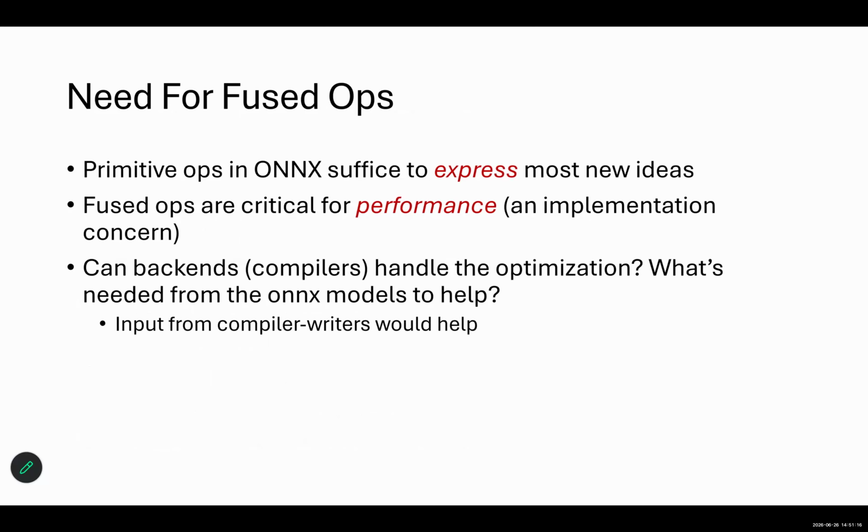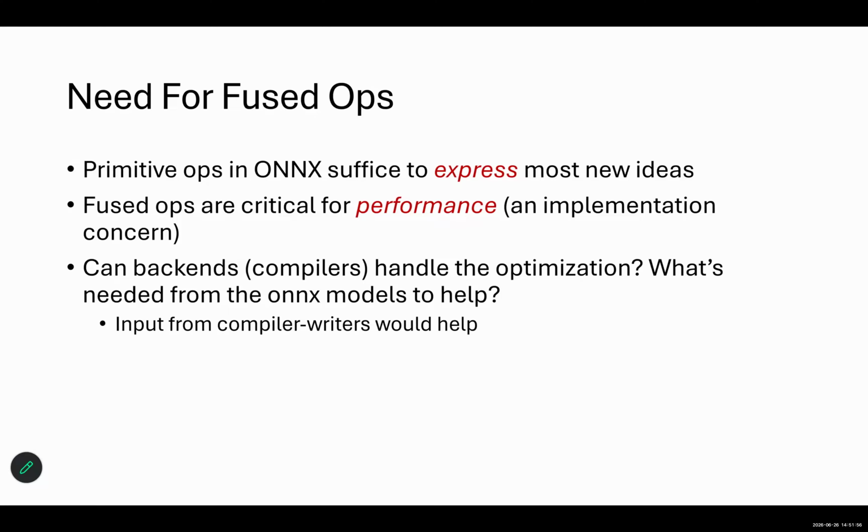Taking a step back, one of the things we notice is the primitive ops in Onyx actually suffice to express most of these ideas. So we don't really need to introduce new ops, but fused ops are critical for performance. Which is why we continue to keep adding these new ops. And a question we have been struggling with, but I don't think we had a good answer so far, is: if it's for performance, do you really need to introduce these ops, or can backends handle the optimization?